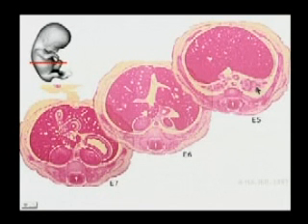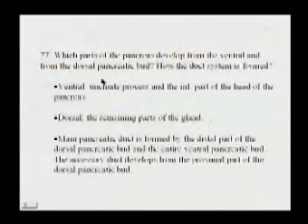So the pancreas is present at this level. Which parts of the pancreas develop from the ventral and from the dorsal pancreatic bud? How is the duct system formed? The ventral becomes the uncus, or the hook part that hooks around the superior mesenteric artery, and the inferior part of the head of the pancreas. The dorsal is the remaining parts of the body and the tail.